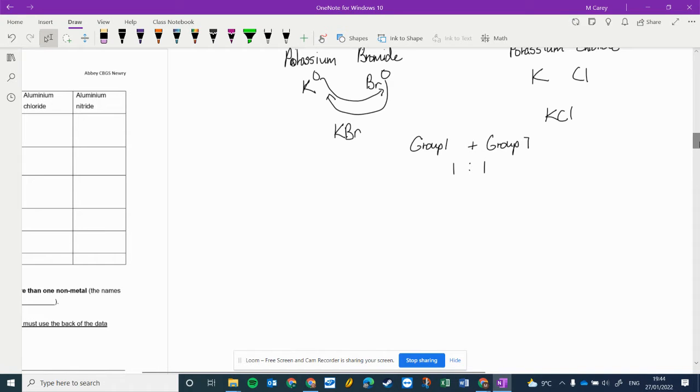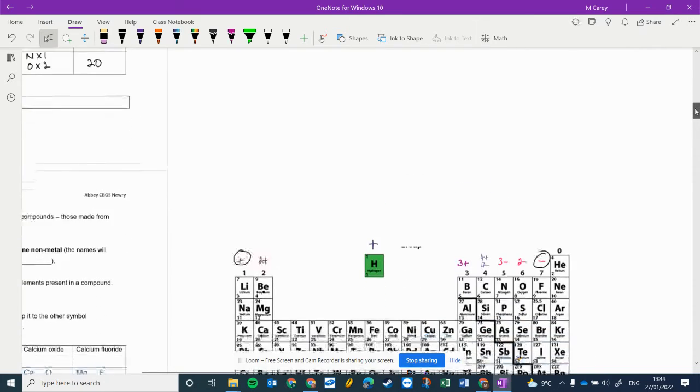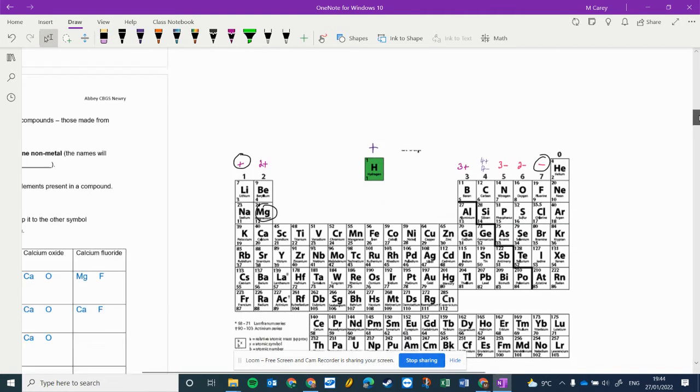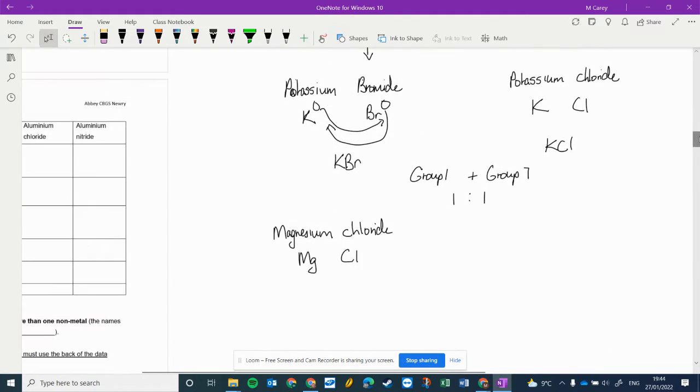Okay, so what if you have, say, a compound made from a group 2 element and a group 7 element? So let's say magnesium chloride, right? So again, we're going to write down the formulas. And we're going to put in the charges for each of these. So magnesium now, if you look at magnesium, it's group 2 in the periodic table, okay? It's a 2+ ion, and chloride will always be a single negative. So let's put those in. So we've got 2+, and we've got a minus.